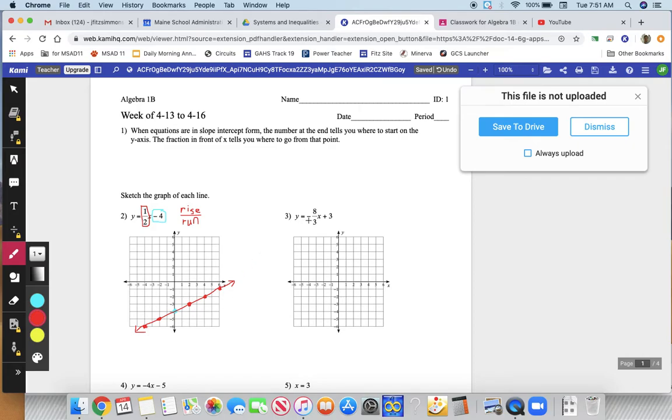Now if I put a negative in front of this fraction, the only thing it's going to change is instead of going up 8, now I'm going to go down 8. So if I flip back over to blue, let's do a second example. If x were 0, then this whole fraction would be gone, and I would just have y equals +3. So I get to start my graph at +3 on the y-axis.